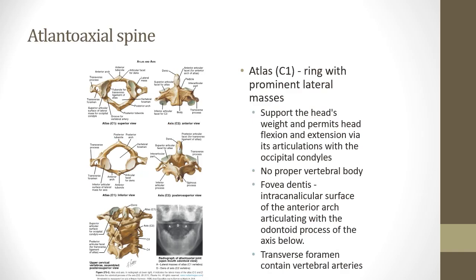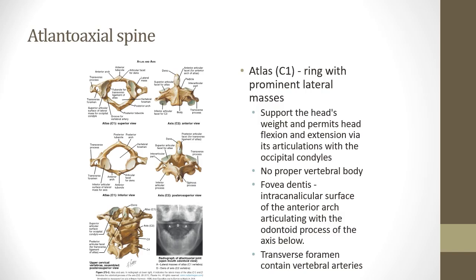The atlantoaxial spine is a unique segment of the spine between the occiput and the subaxial cervical spine, comprising C1, C2, and the occiput. This segment supports the head's weight and permits head flexion extension via the articulation with the occipital condyles. This segment of the spine is often implicated in cervical spine trauma, in that injuries are often seen to the bony or ligamentous structures making up this segment of the spine. The ligamentous anatomy is detailed on the next slide.